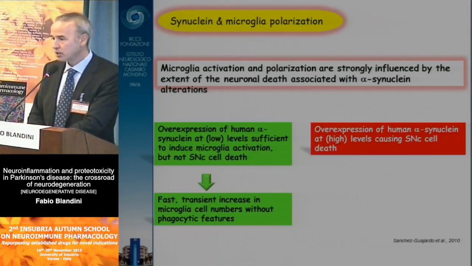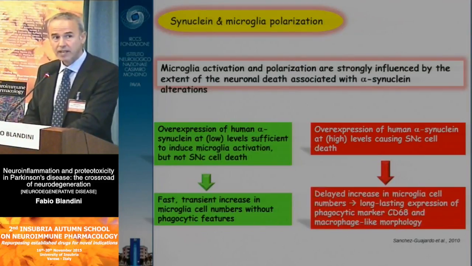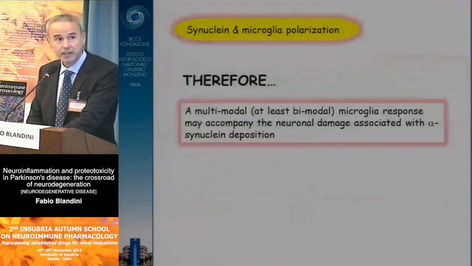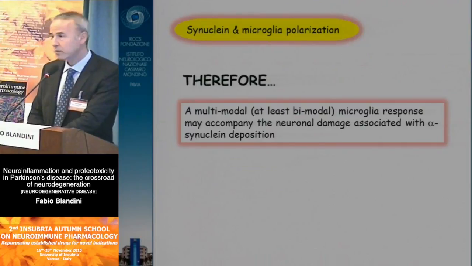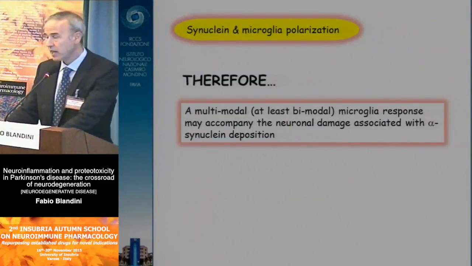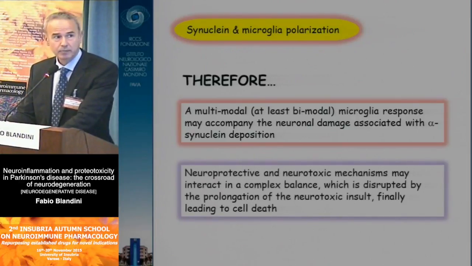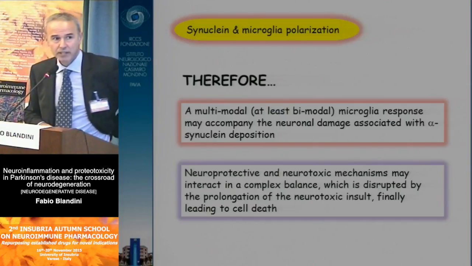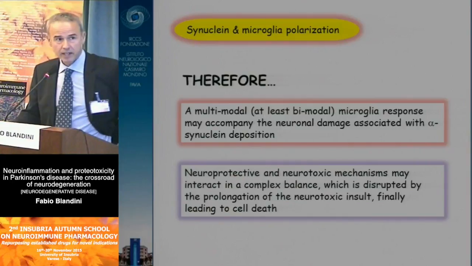which, by the way, is not that easy, because usually you do not have that in the usual transgenic model. You will need to inject the gene directly into the nigra using a viral vector. In this case, you will have a delayed increase in microglial cell numbers with a long-lasting expression of phagocytic macrophage-like morphology in the activated microglia, which possibly means that we might have a multimodal, at least bimodal, response at the level of microglia, which accompanies neuronal damage associated with alpha-synuclein deposition. So we might have a balance between neuroprotective and neurotoxic mechanisms interacting with each other in a complex combination, which may be disrupted in the long run if the neurotoxic insult is prolonged for enough time, finally leading to the cell death.